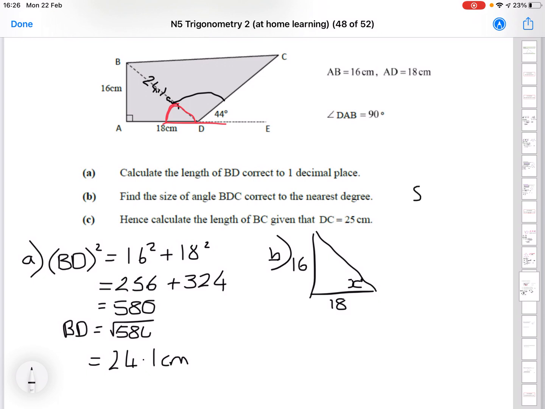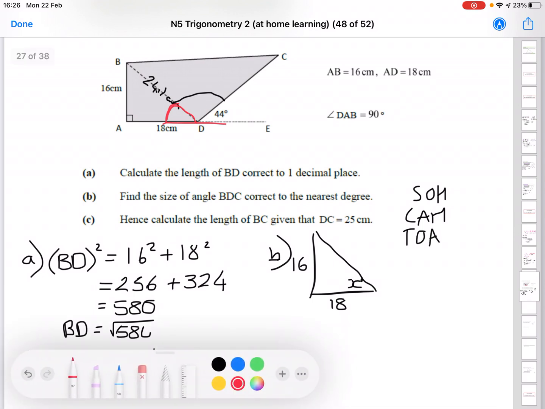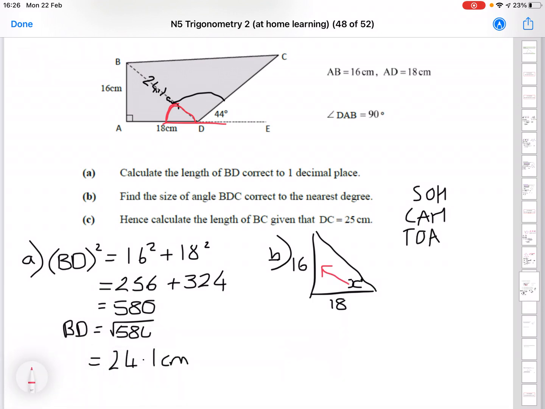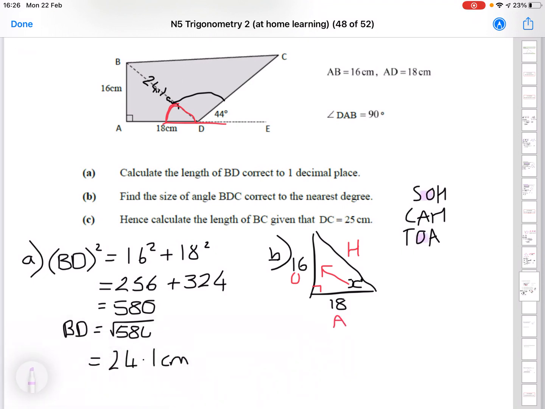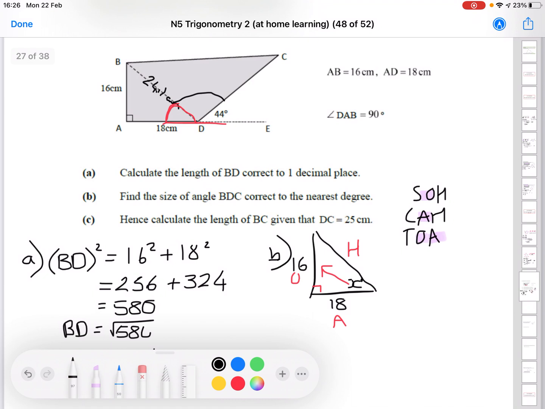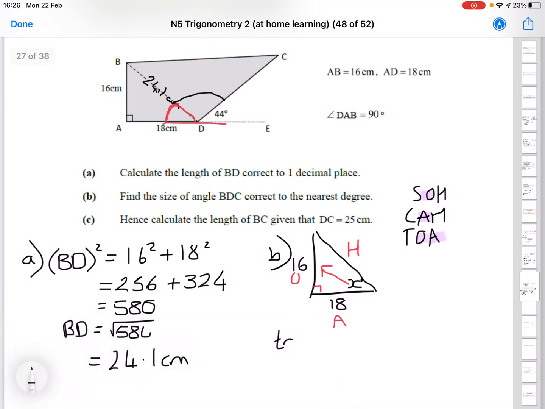So if you write out SOHCAHTOA, in that triangle, what I do have is straight across from x is my opposite side, and the long side is your hypotenuse, and the side that's left is your adjacent. So in that triangle, I've got the opposite side, so the O, and I've got the adjacent side, which is the A. So in this case, I'm going to use tan because it's TOA. So tan x is opposite over adjacent.